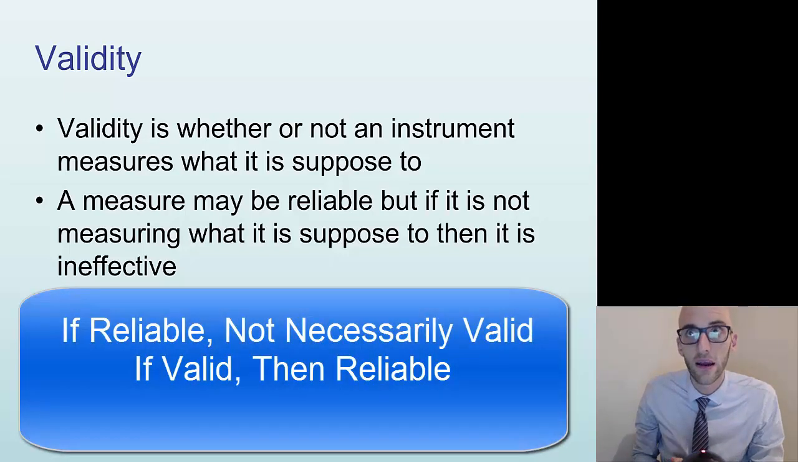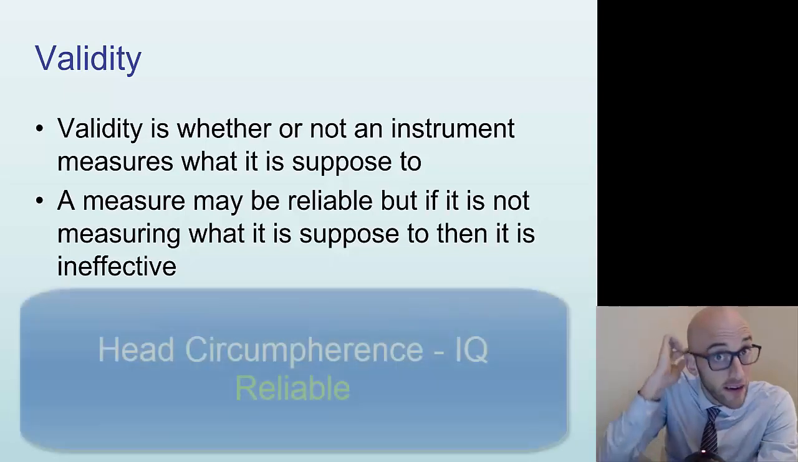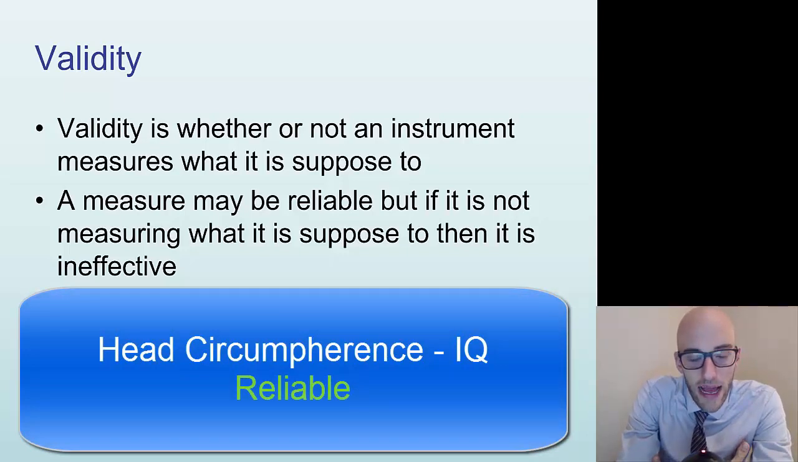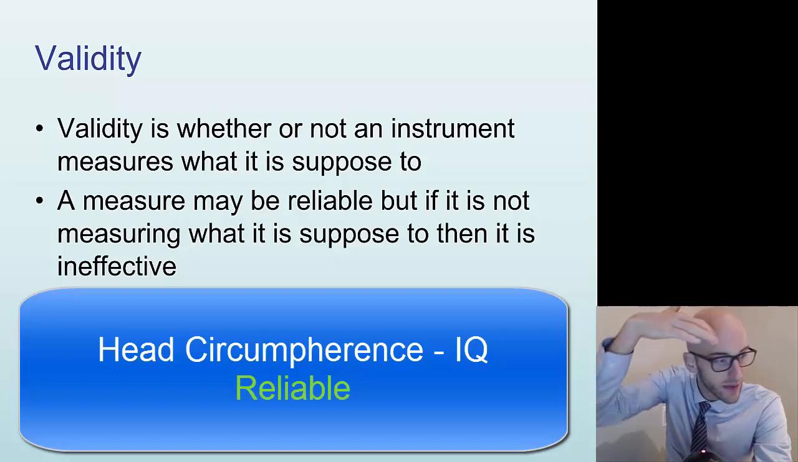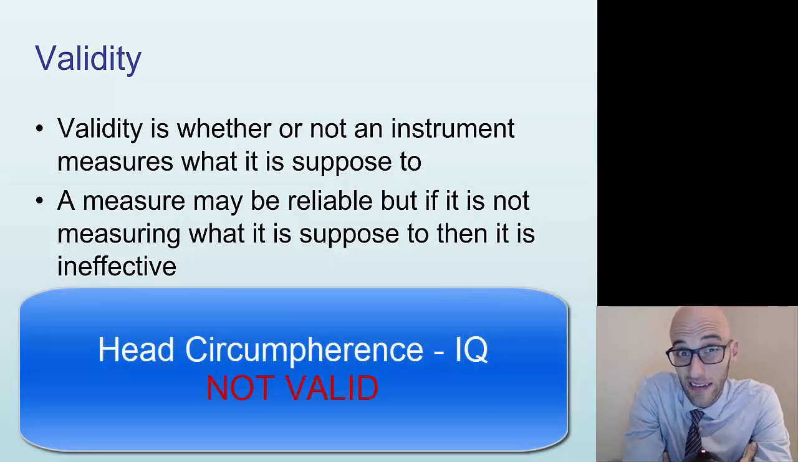So a measure can be reliable but not valid, but it can't be valid and not reliable, because if it's measuring what it's intended to, then you should get similar results every time. So an example may be if you're using head circumference to measure intelligence, it's going to be a reliable measure. Somebody's head circumference is going to stay the same, and every time you measure it, you're going to get the same measurement. But that doesn't mean that you're really getting at a good measurement of intelligence, because it's not really an accurate measure, and head size really doesn't have too much to do with intelligence.